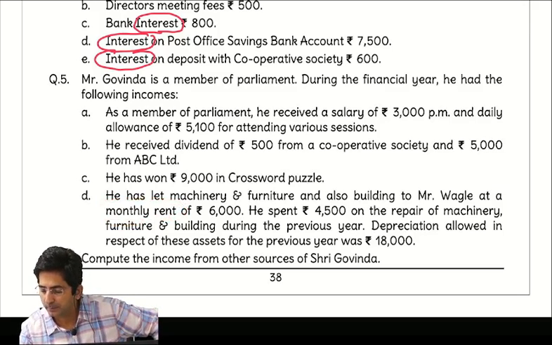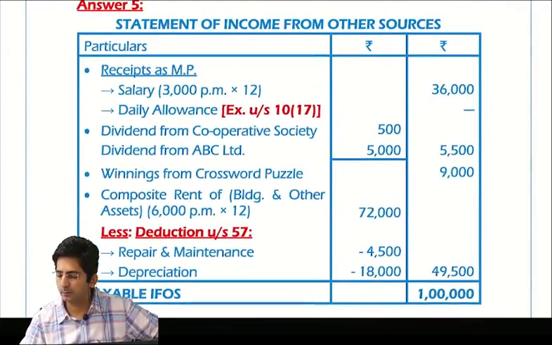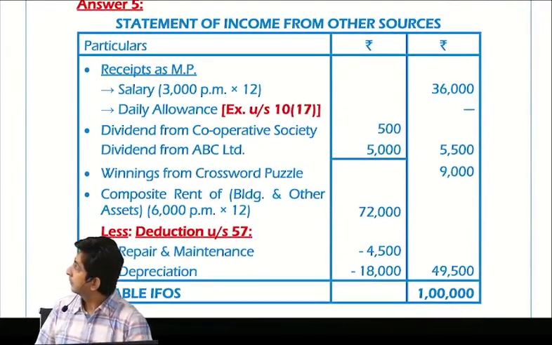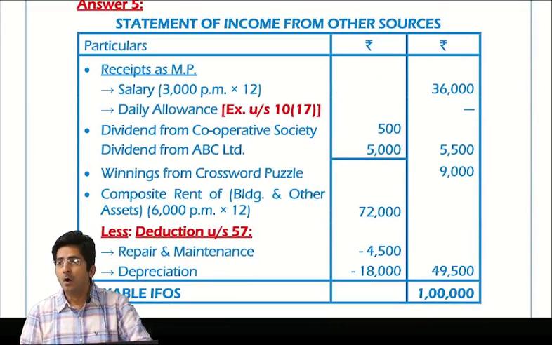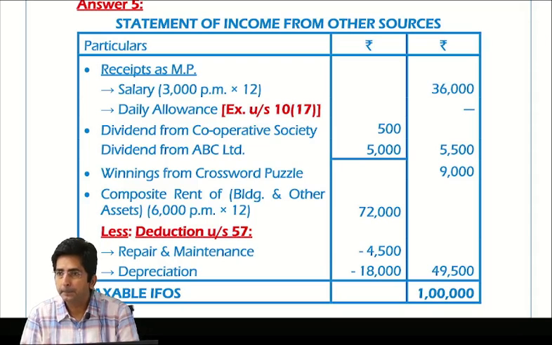Okay, so this was a simple question. Just check the answer. Wait. Question number 5. Just have a glance over the solution. Done. Total should be 1 lakh.